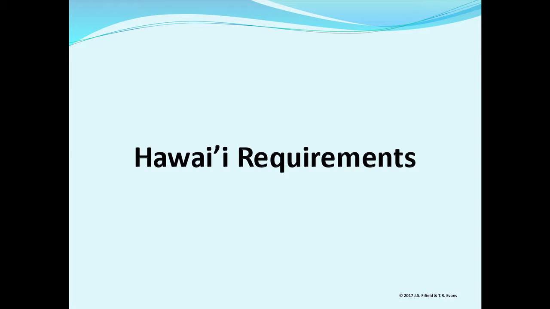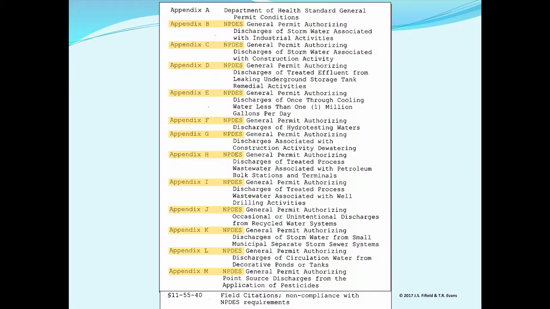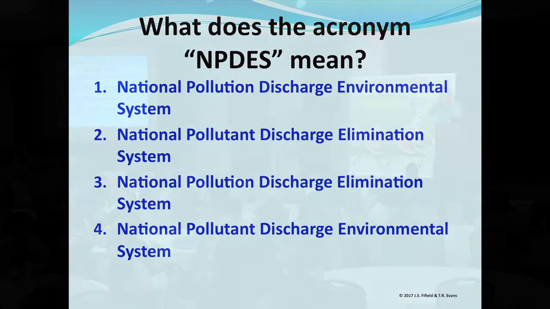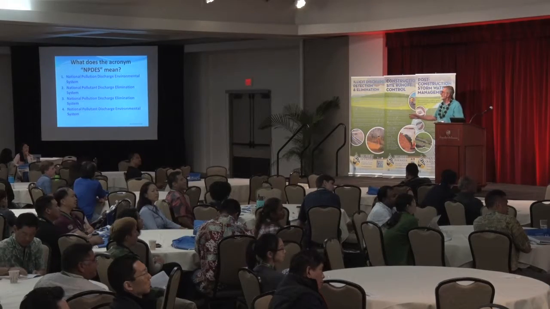So let's take a look at Hawaii's requirements in here. And we're going to be talking about the various appendices that exist. I highlight that to get a little bit of what's out there. I'm going to ask the question, what does NPDES mean? Anybody want to volunteer? You chickens, you. What does NPDES mean? All right, let's do it by hands.